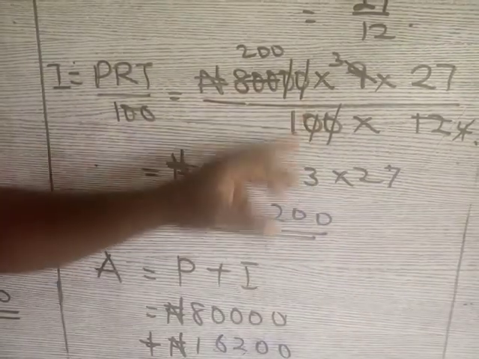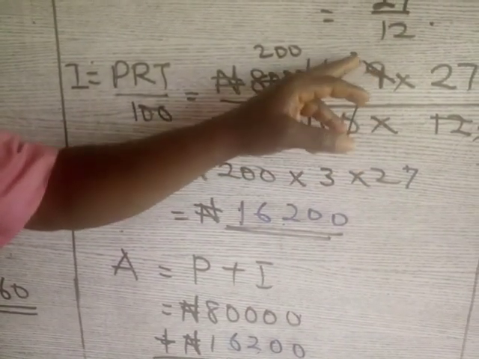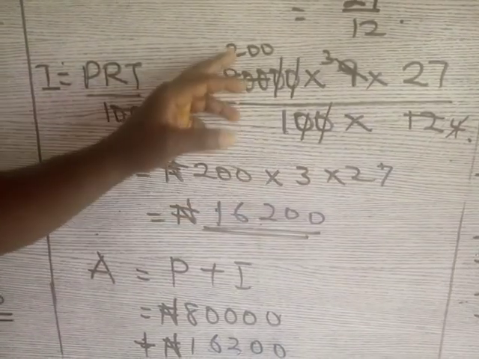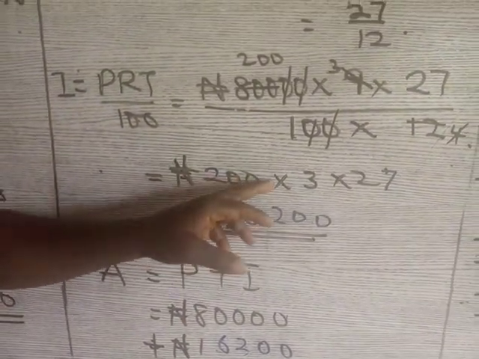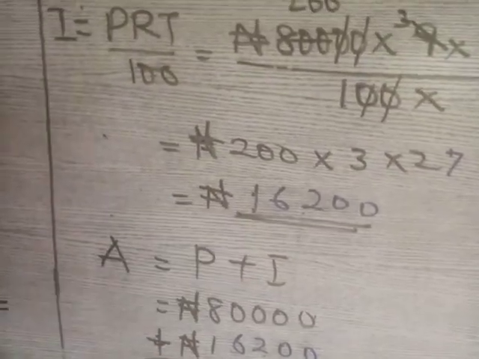So 0 cancels 0, 0 cancels 0. 9 here, 3 here, 3. 3 in 12, 4. 4 in 800, 200. That becomes 200 times 3 times 27. If you multiply this together, this will give us 16,200.